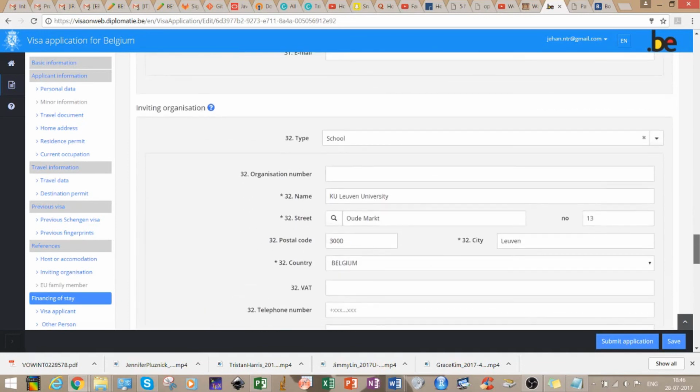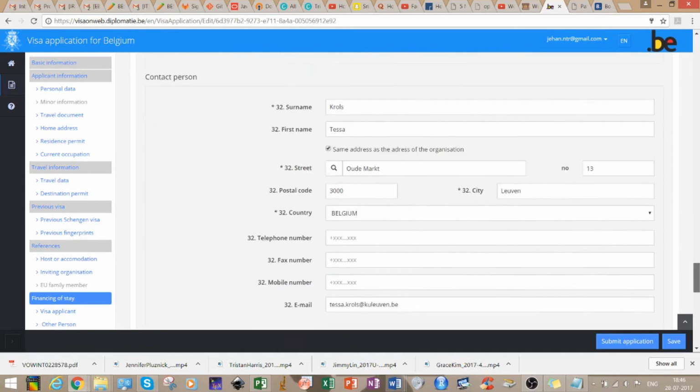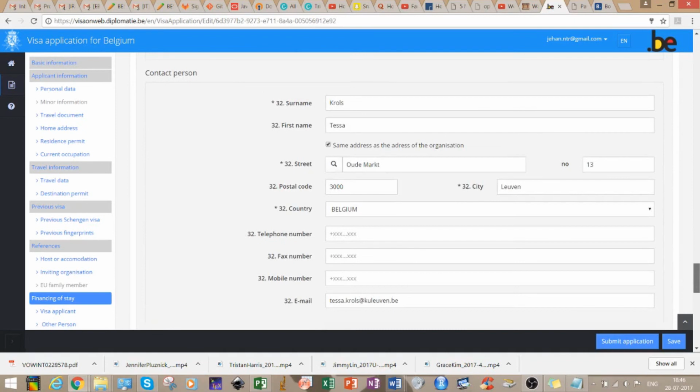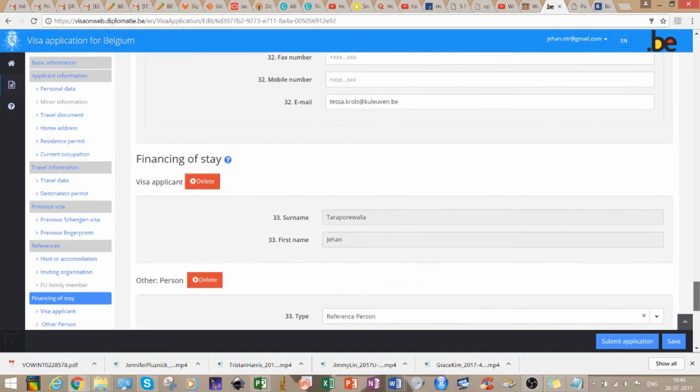Inviting organization. You're invited for your master's or by a company. So school, if it's KU Leuven. If it is a company for internship, then it's IMEC. If it is for an internship in the university, then again school. Okay. Organization number, these details again. Contact person. Now, Tessa Kralls is the one who mostly sends, or Harmony. So she will be your contact person again. You can just put the same address as the organization above. That will say. Financing of stay.